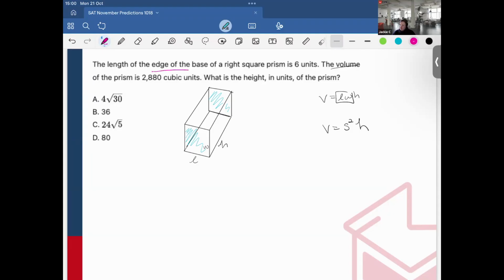So if I know the edge of the base of a right square prism is 6, this is 6, and this is 6. So therefore, this would be 6 squared. The height I'm solving for, but I also know 2,880 is equal to 36h. And then I just need to divide each side by 36. Let's see what that is. Oh my goodness, and it is 80. Okay, so this formula is given to you on the exam, but good to know that a right square prism just means it's similar to a rectangular prism, except the bases will be two squares.